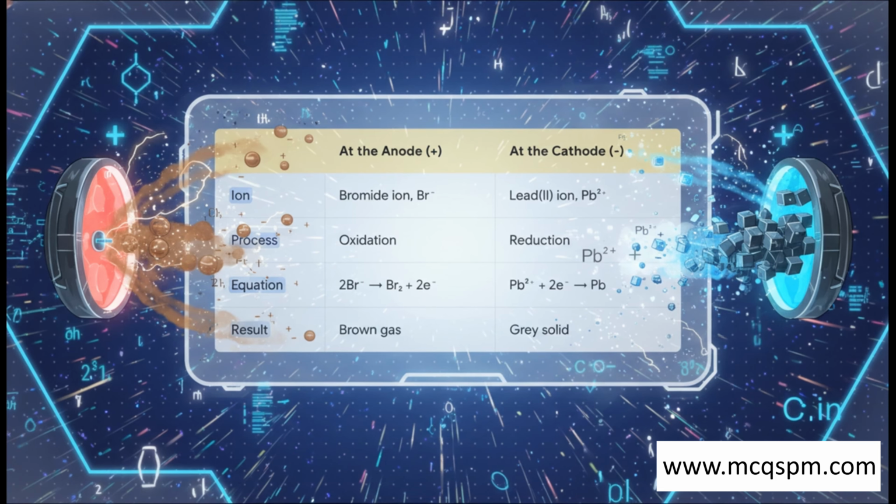At the same time, the negative bromide ions travel over to the positive electrode, the anode. There, they do the opposite. They lose electrons, that's oxidation, and they form bromine gas. And you'd actually see that as this really distinct brown gas bubbling off.